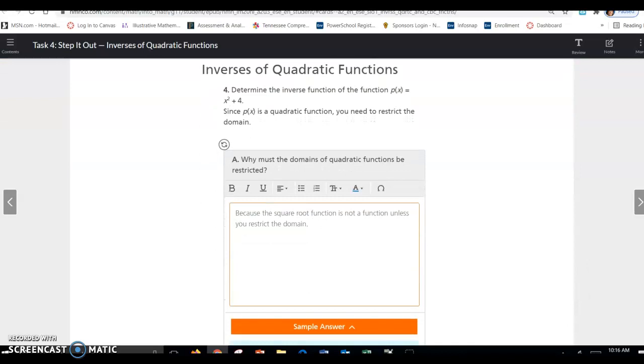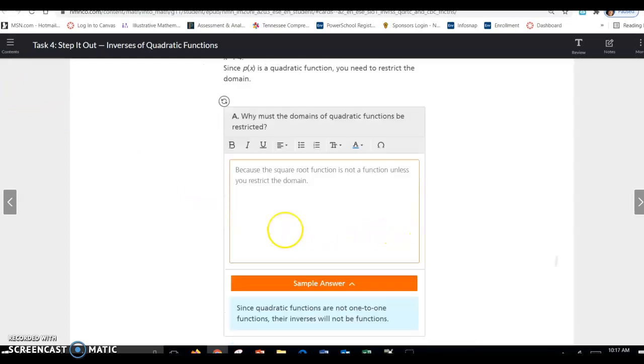Determine the inverse function of a function p of x equals x squared plus 4. Since p of x is a quadratic function, you need to restrict the domain. Why must the domain of a quadratic function be restricted? All right, I put because the square root function is not a function unless you restrict the domain.